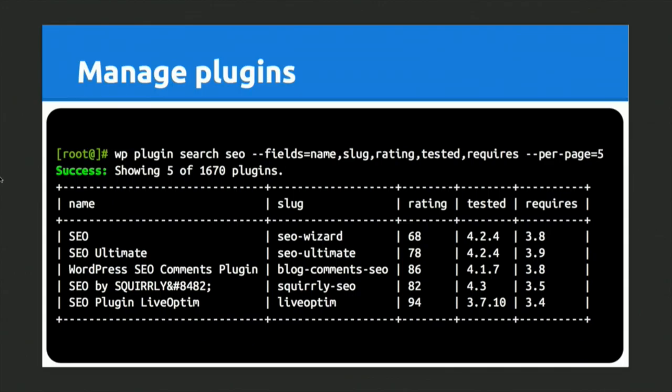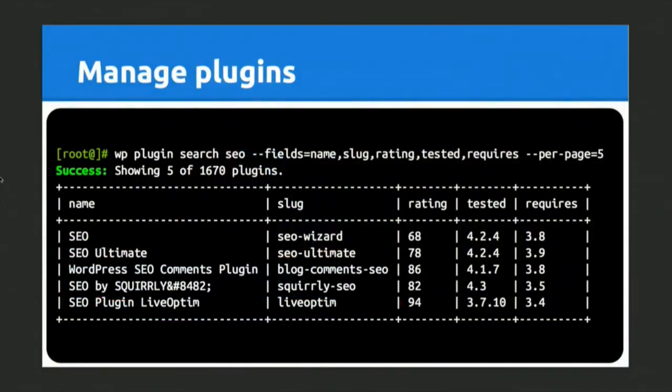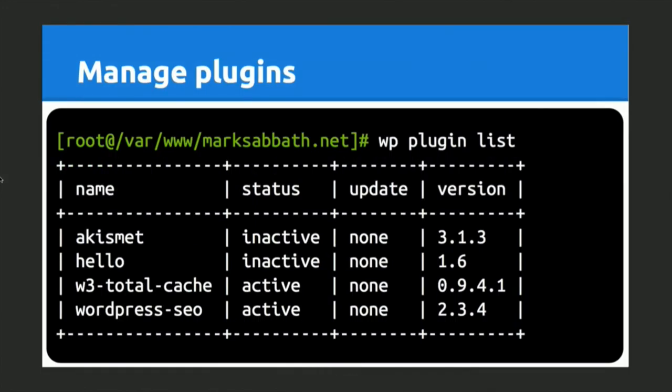And here's another great trick. You have this argument, dash dash fields, which you can use on almost everything you can list, to choose the fields you would like to have on your screen. The field names are mostly the same as the database fields. You can also set the per page results, because there are more than 1,000, so showing a little bit fewer results is nice. And again, this is the full version of list without using the fields argument. It also shows if there is an update, the version, and if it's active or inactive.